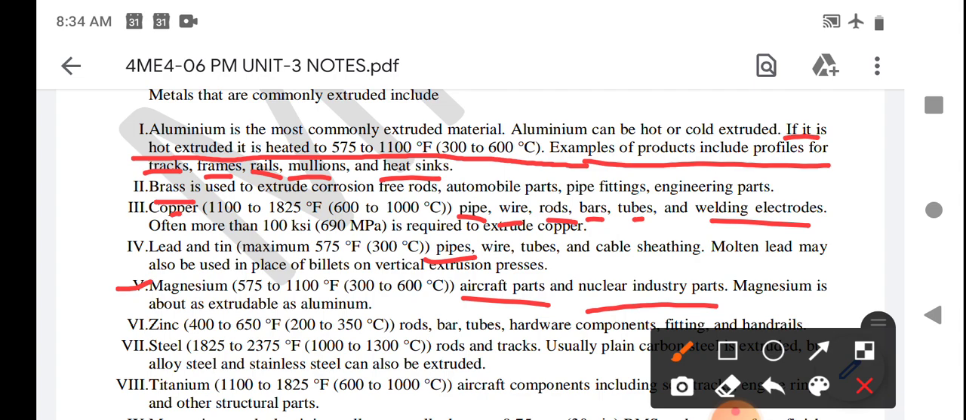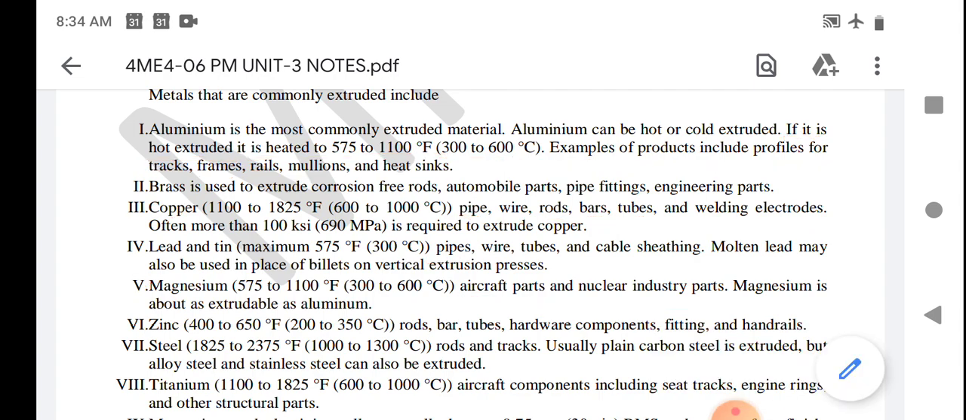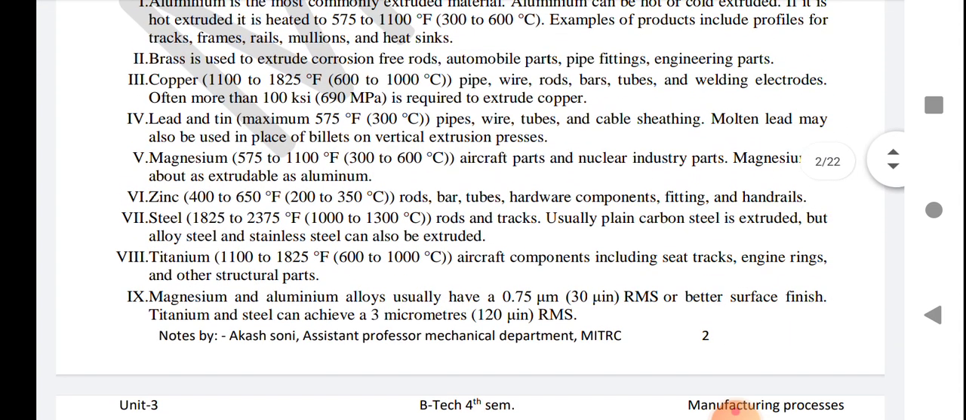Now move to zinc. Zinc is melted at 200 to 350 degree centigrade. Rods, bars, tubes, hardware, components, fittings and handrails are also made from zinc. Steel, it is a more usable material which we see in our surroundings. We make rods, tracks. Usually plain carbon steel is extruded, but alloy steel and stainless steel can also be extruded. Titanium: aircraft components including seat track, engine rings and other structural parts.